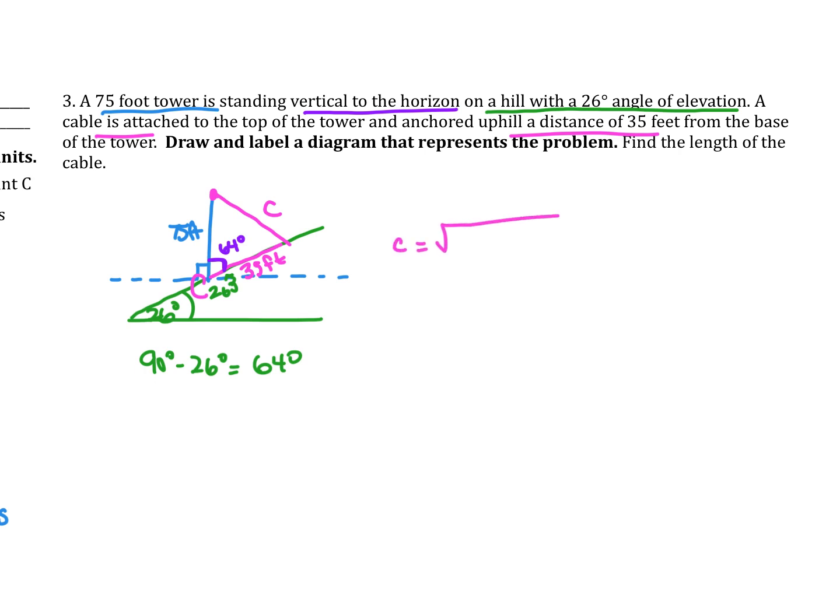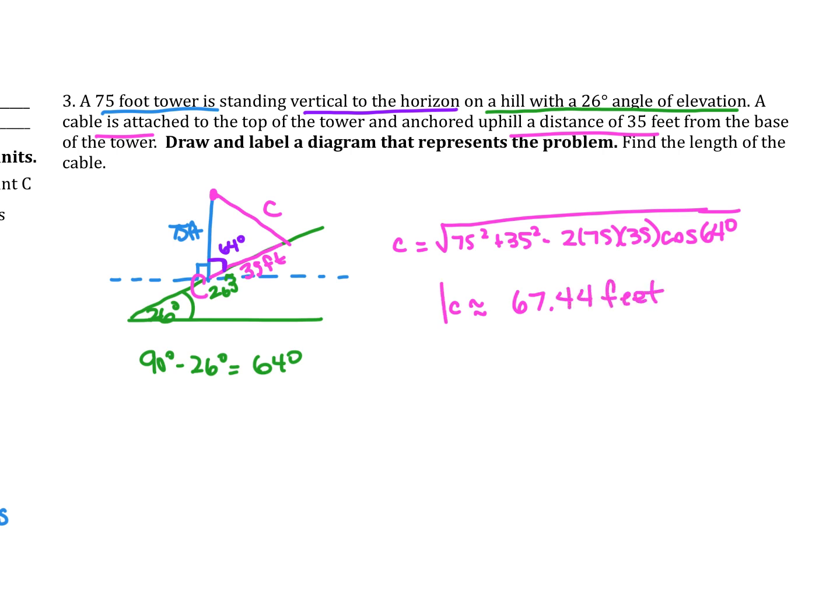So C equals the square root of 75 squared plus 35 squared minus 2 times 75 times 35 times cosine of 64 degrees. So when you plug that into the calculator, you will get approximately 67.44 feet.